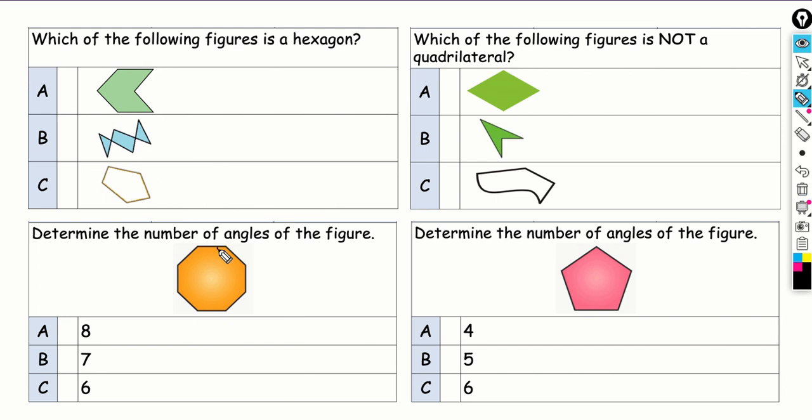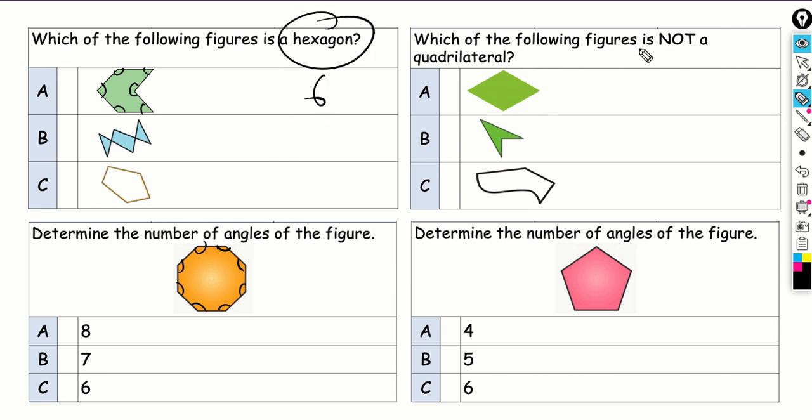Now how many angles? 1, 2, 3, 4, 5, 6, 7. Here if I want to find angles, 1, 2, 3, 4, 5. Is there anything else? No. Is this an angle? Yes, it is an angle. Okay, so 6.